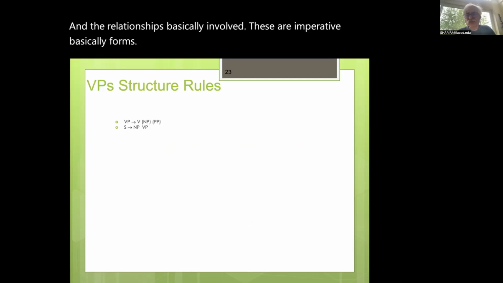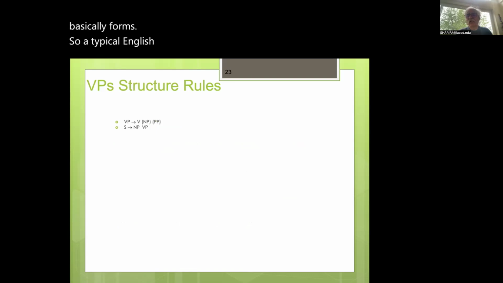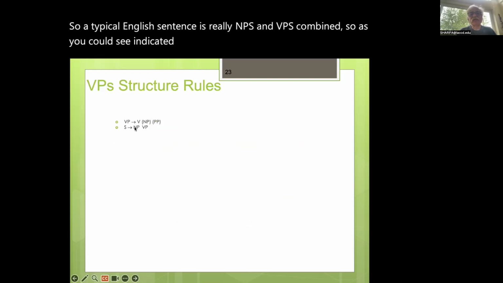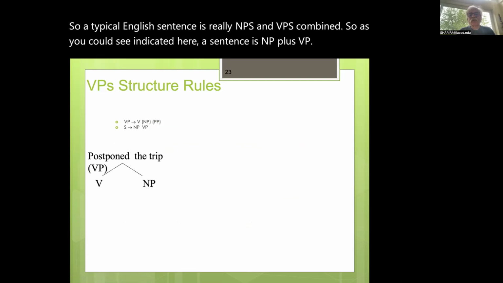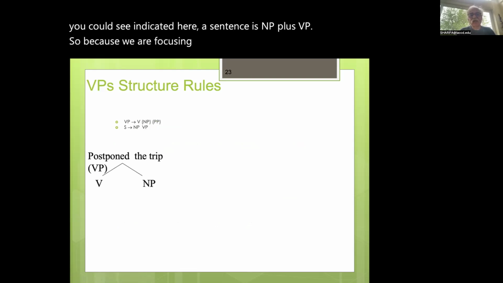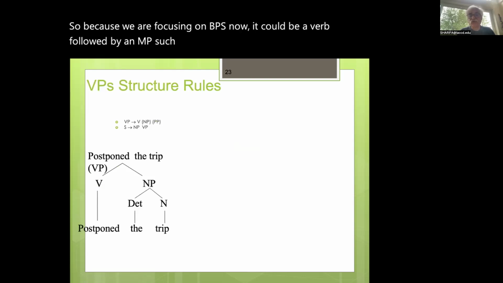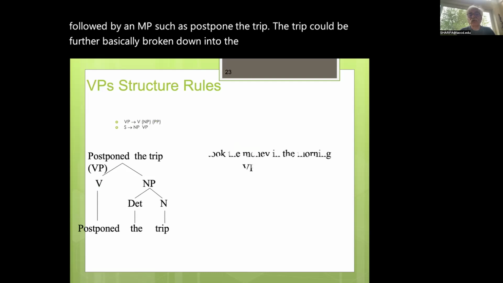So a typical English sentence is really NPs and VPs combined. So as you could see indicated here, a sentence is NP plus VP. Because we are focusing on VPs now, it could be a verb followed by an NP, such as postpone the trip. The trip could be further broken down into the trip, postpone the trip.